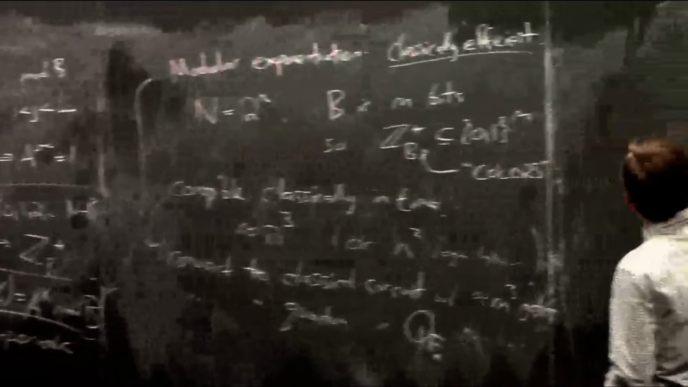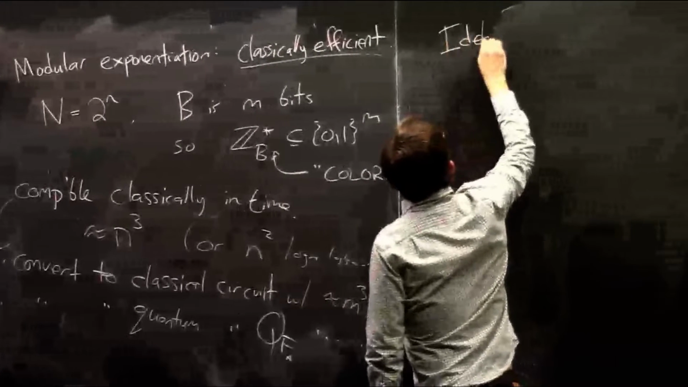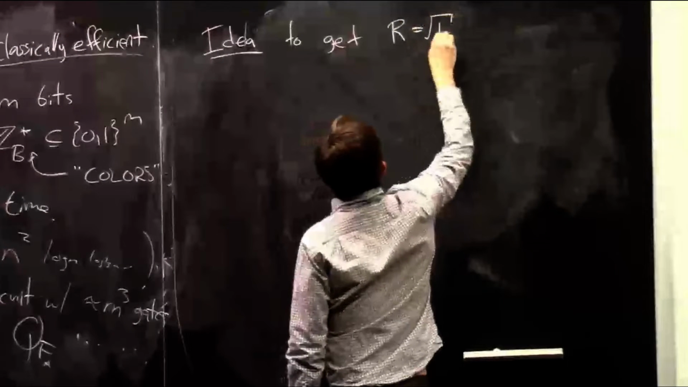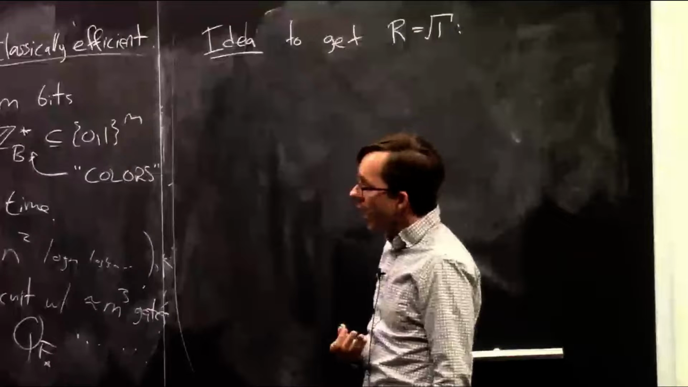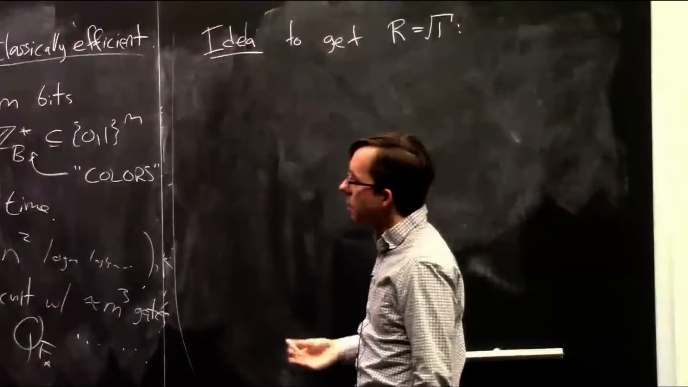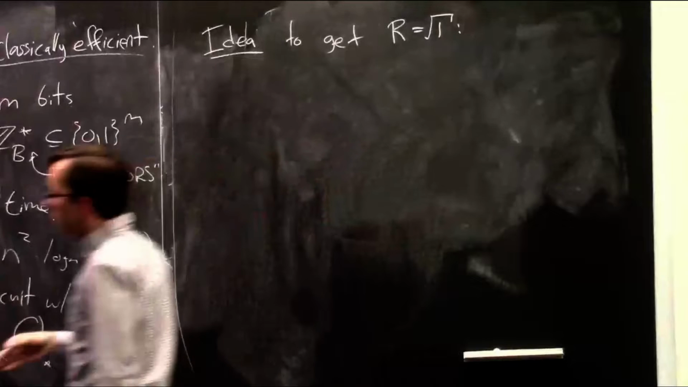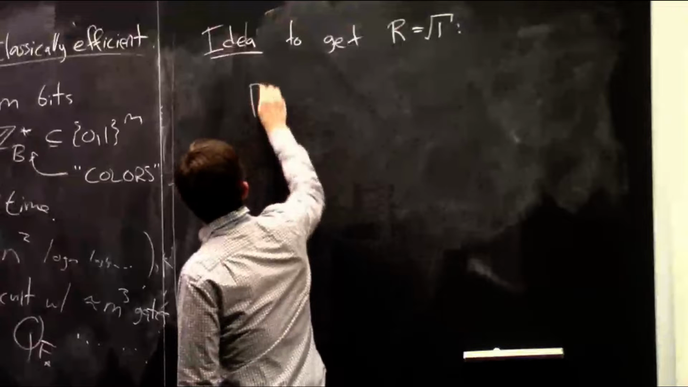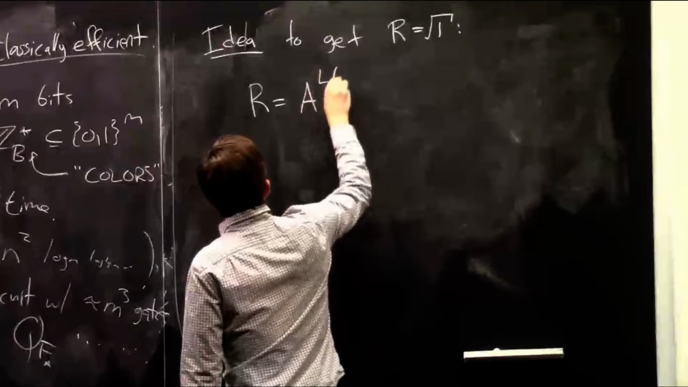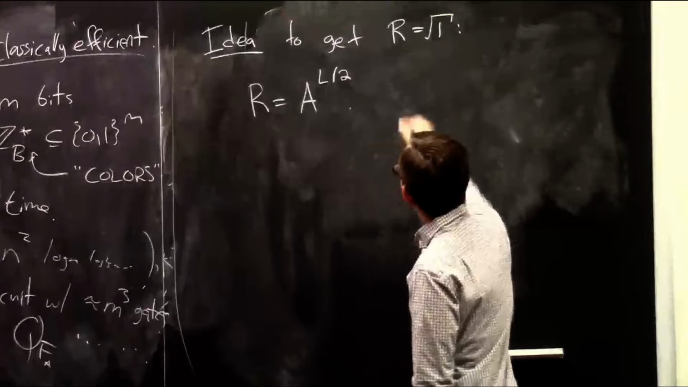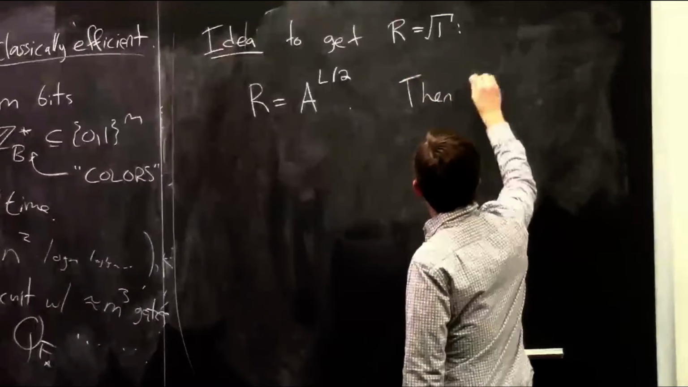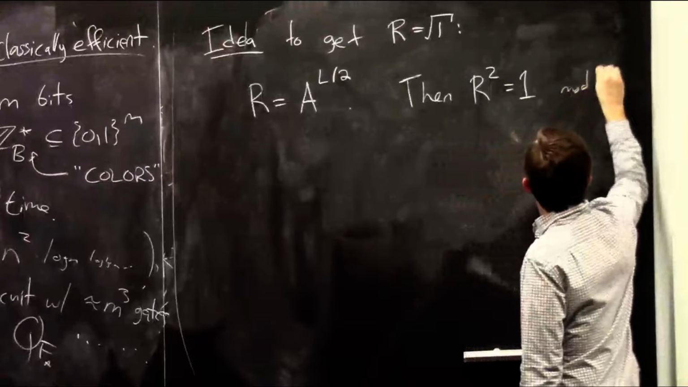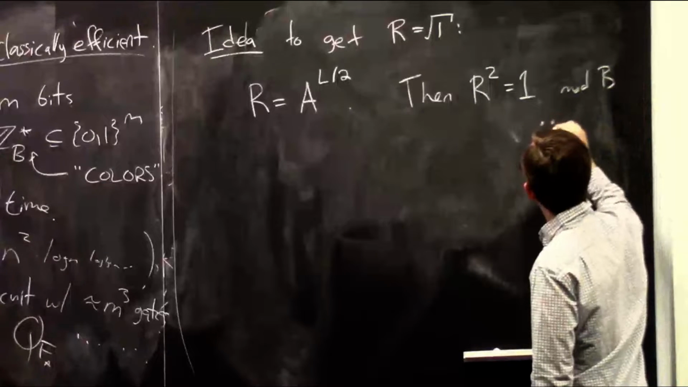So here's the idea to get this r, which is a non-trivial square root of 1. Okay, we know A, we chose it at random. We know B, that's the input. And now we've got capital L, a number such that A to the L equals 1. So how about we just take r to be A to the L over 2? Then r squared would be 1. This is all mod B. So, question mark, happy face?